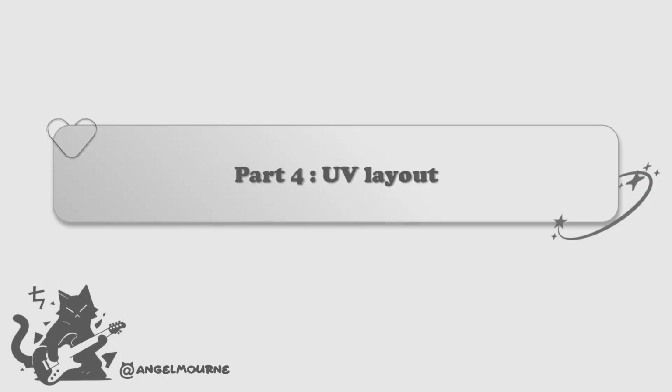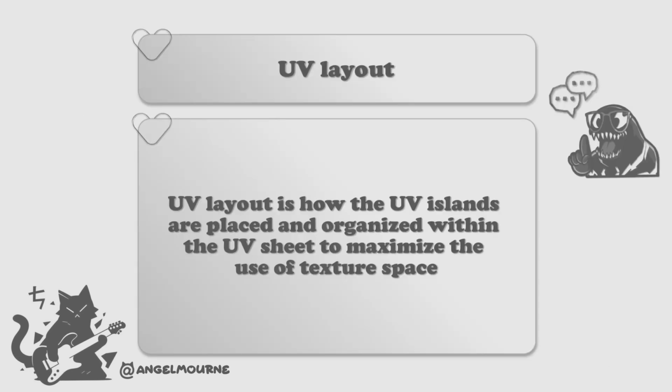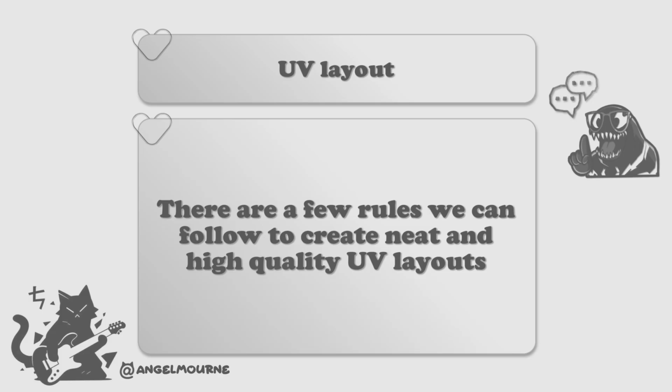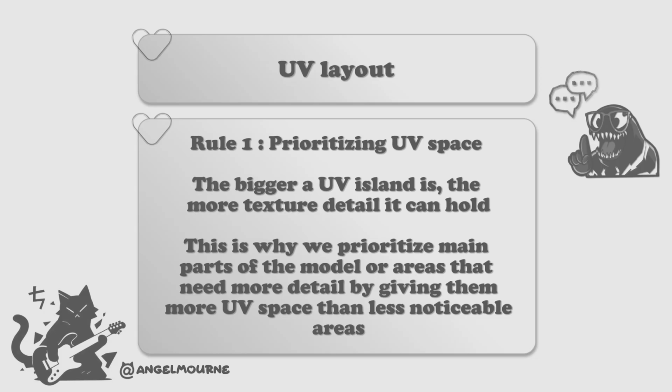Part 4. UV Layout. UV layout is how the UV islands are placed and organized within the UV sheet to maximize the use of texture space. There are a few rules we can follow to create neat and high-quality UV layouts. Rule 1. Prioritizing UV space.